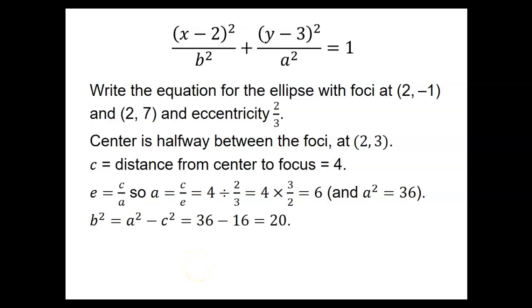That means b itself would be the square root of 20, but when we're writing the equation, we really just need to know what b squared is, because that's the number that goes here, and that number is going to be 20. So our equation is (x minus 2) squared over 20 plus (y minus 3) squared over 36 equals 1.